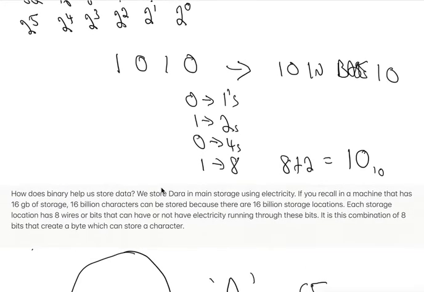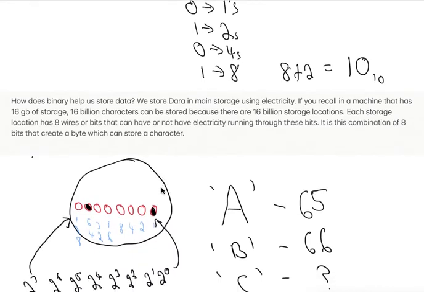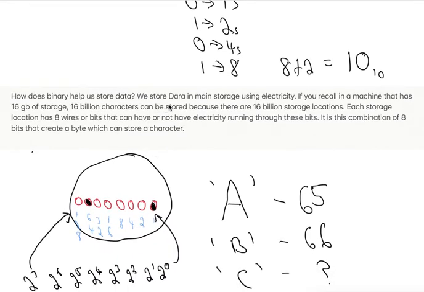Now, how does binary help us store data? We store data in main storage using electricity. If you recall, in a machine that has 16 gigabytes of storage, that's 16 billion characters that you can store because you have 16 billion storage locations. Each storage location has 8 wires or bits that can either have or not have electricity running through them. And it's this combination of 8 bits or 8 wires that creates a byte which can store a character.